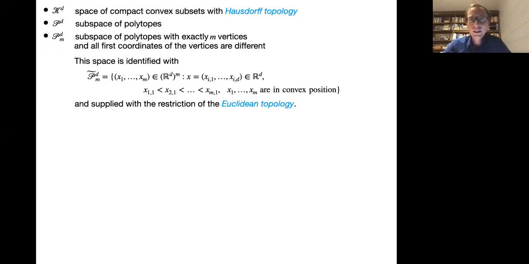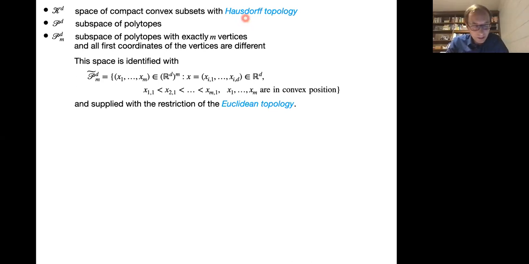And the second ingredient is, how can we actually prove that a sequence of random polytopes converges in a certain sense? And for this, we have to go back a little bit to the topological structure of the space of polytopes. First of all, by calligraphic K^d, I will denote the space of compact convex subsets of R^d. And this space you can supply with the usual Hausdorff topology.